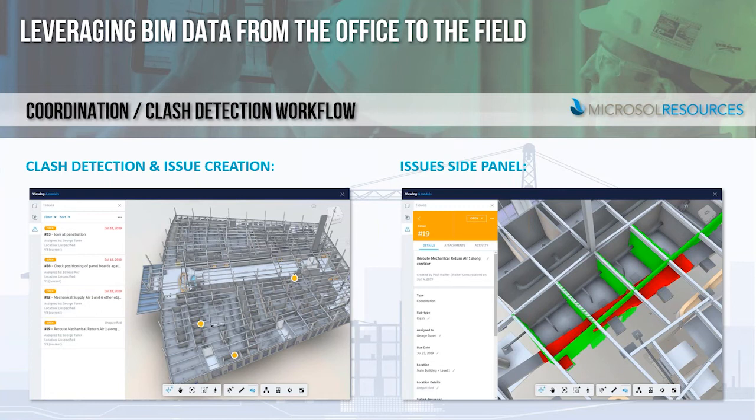Furthermore, in the issues side panel on the left side of the screen that we see here, users can view the details of assigned clashes within model coordination. So the details about the clash are captured and automatically added at the moment of creation.